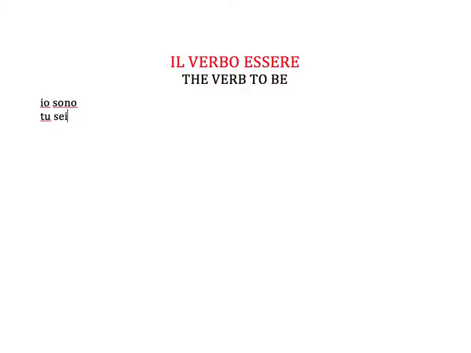Tu sei is the equivalent of English you are. Let me write it down. Tu sei is when you want to talk in an informal way. Informal means that you use tu when you want to say you are to friends, family members, kids, people that you know well, people with whom you are familiar.